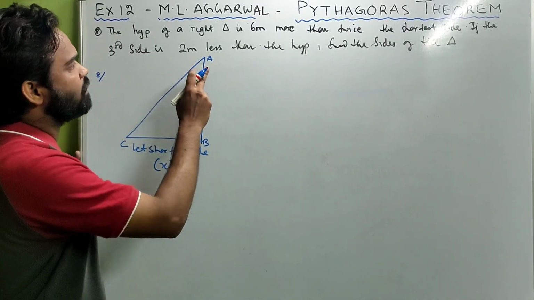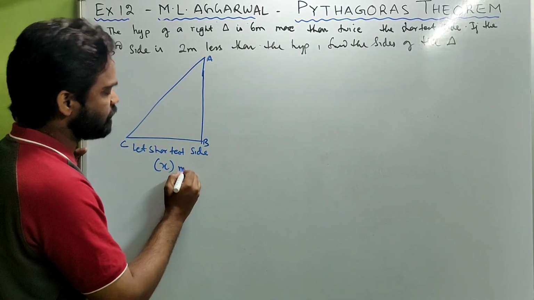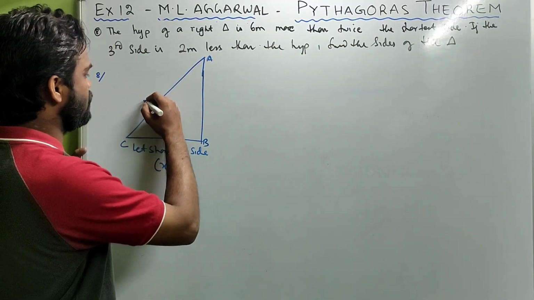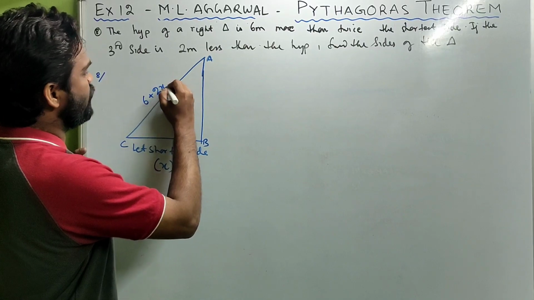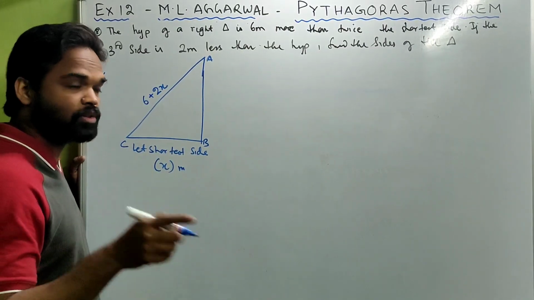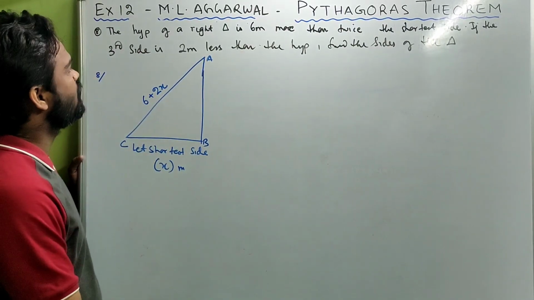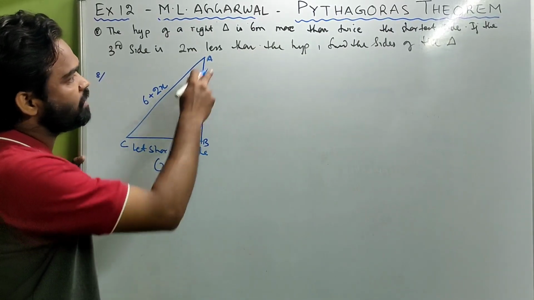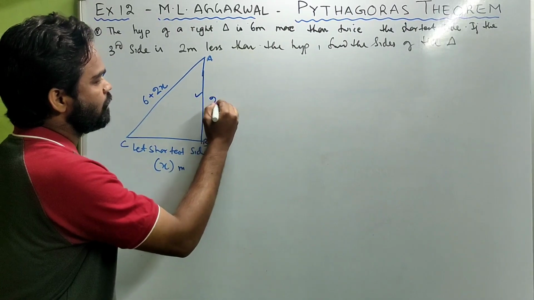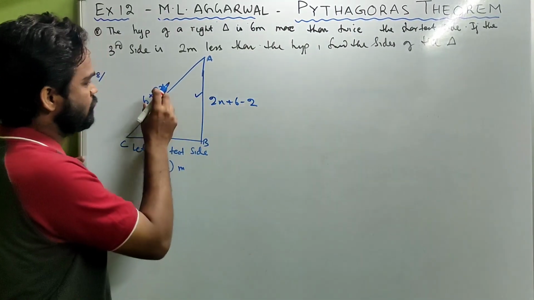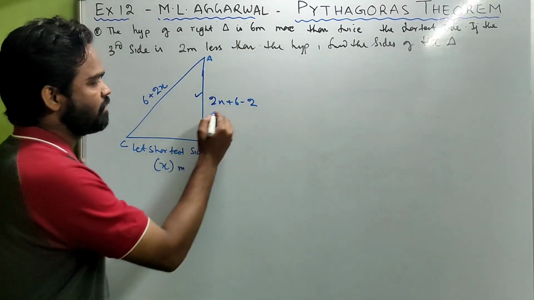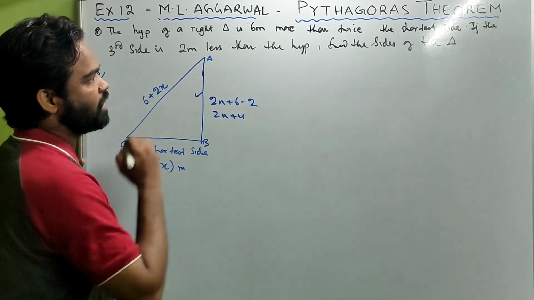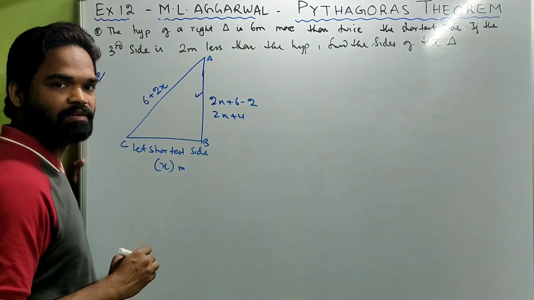The hypotenuse of a right angle triangle is 6 meters more than twice the shortest side. So this will be 6 plus 2x. And if the third side, which is AB in this case, is 2 meters less than the hypotenuse, which means 2x plus 6 minus 2, which is 2x plus 4. Am I correct? You got the third side also. Find the sides of the triangle.